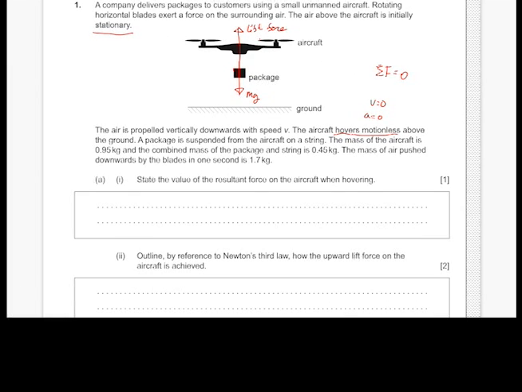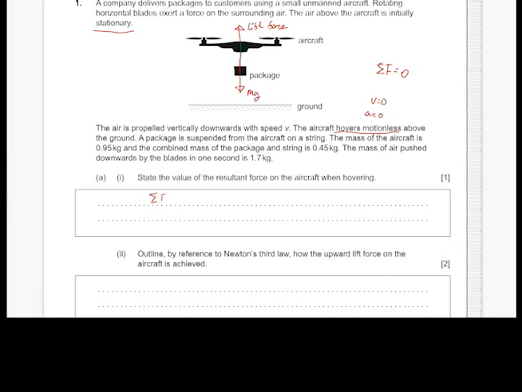State the value of the resultant force on the aircraft when hovering. So when the aircraft is hovering, it means that the net resultant force is going to be 0 newtons. So there may be no forces acting on it, or in our case, there are forces acting on it, but they're equal and opposite in direction, so they cancel out. So when we add the force vectors together, we're going to get a sum of 0 newtons.